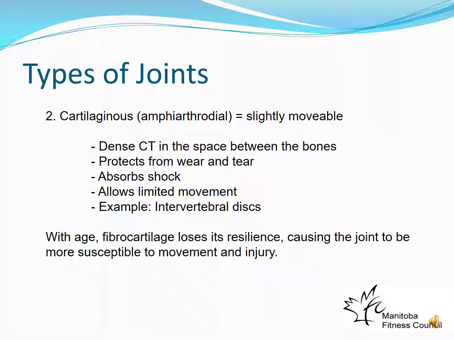Also your pubic symphysis, so at the front where your pubic bones come together, where the pelvis attaches at the front. This is also a cartilaginous joint. These, like I said, don't allow very much movement. In practice, I will often describe them almost like a jelly donut, in between these different bones. With age, the cartilage, so this connective tissue, which is actually fibrocartilage, will lose some of its resilience, and it causes the joint to be more susceptible to movement and injury. So usually as we age, you'll find that people's spines normally become less flexible, and that's because of the loss of the resilience of their fibrocartilage.